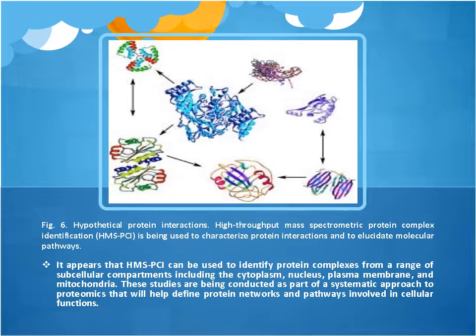These experiments are also clearly valuable for illustrating the dual functionality of proteins, such as many proteins involved in the DNA repair process have also been shown to have roles in DNA replication. In addition to this, it appears that HMSPCI can be used to identify protein complexes from a range of subcellular components including cytoplasm, nucleus, plasma membrane, and mitochondria. These studies are being conducted as part of a systemic approach to proteomics that will help define protein networks and pathways involved in cellular functions.